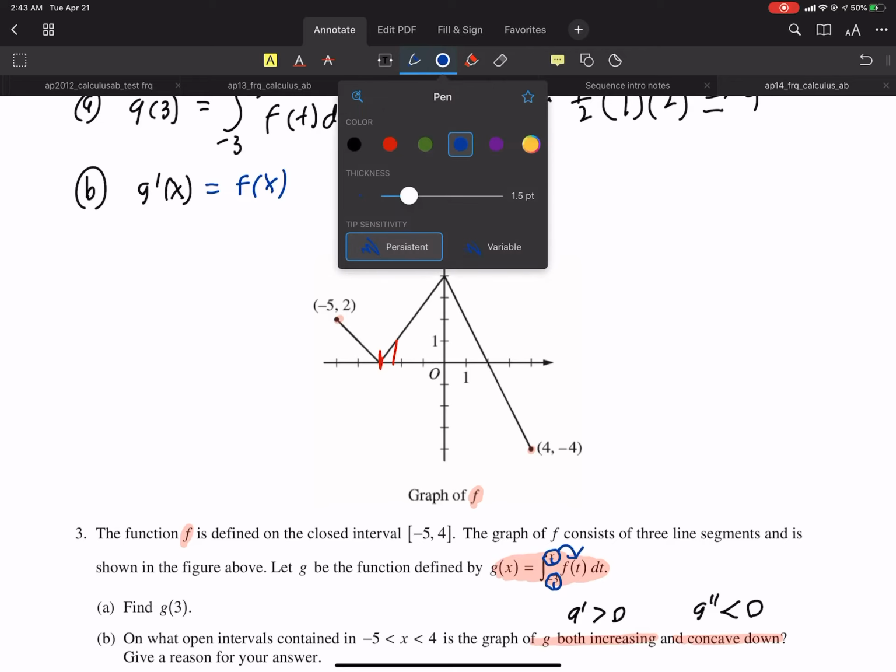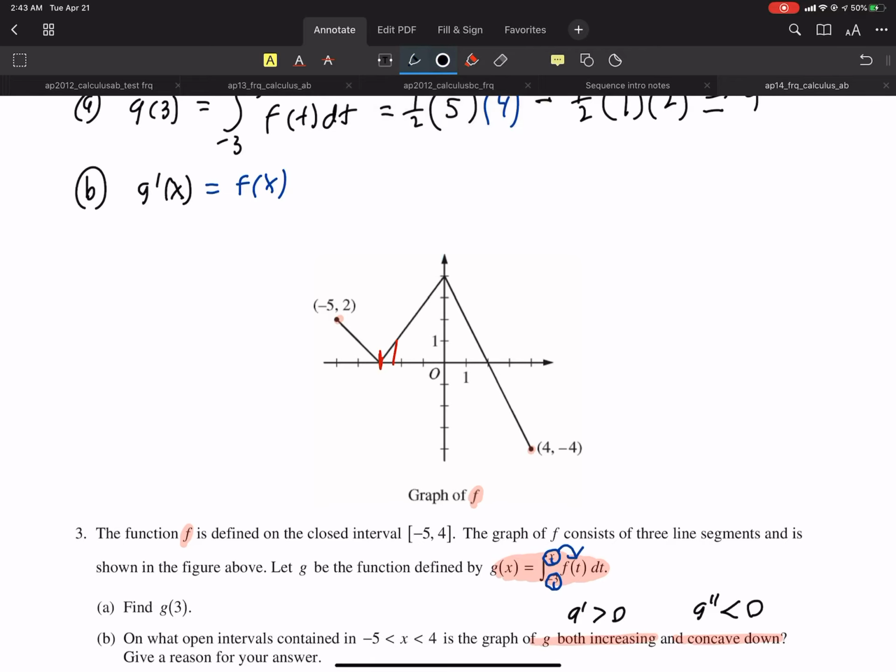Now, to get the second derivative, well, we take the derivative of both sides. G double prime of x is just f prime of x. So now we need to know when f is positive, because that's when G prime is positive, and when f prime is negative.